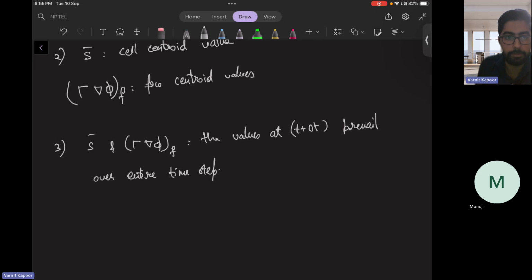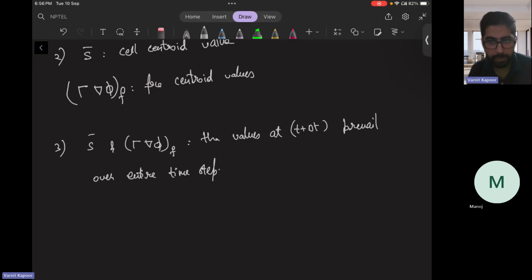Prevail over the entire time step. Any doubts? These are the assumptions which we have made. So again, we want the mean value approximations. So we can say that the source term S bar and this grad gamma grad phi, if we are using an implicit scheme, that is a fully implicit scheme, then the values at T plus delta T prevail over the entire time step.